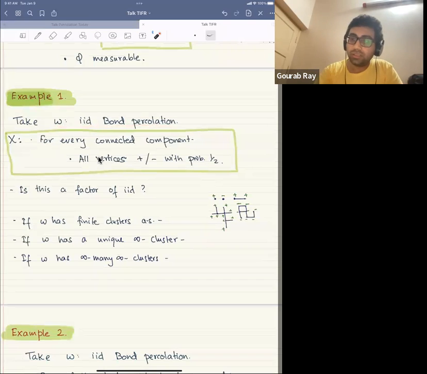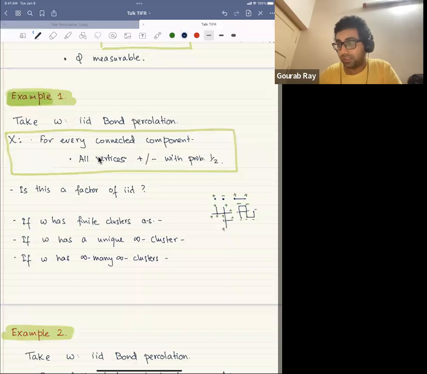So there are three cases essentially. If omega, this IID bond percolation process, I hope everyone is familiar with that, is definitely a factor of IID because it's just IID.